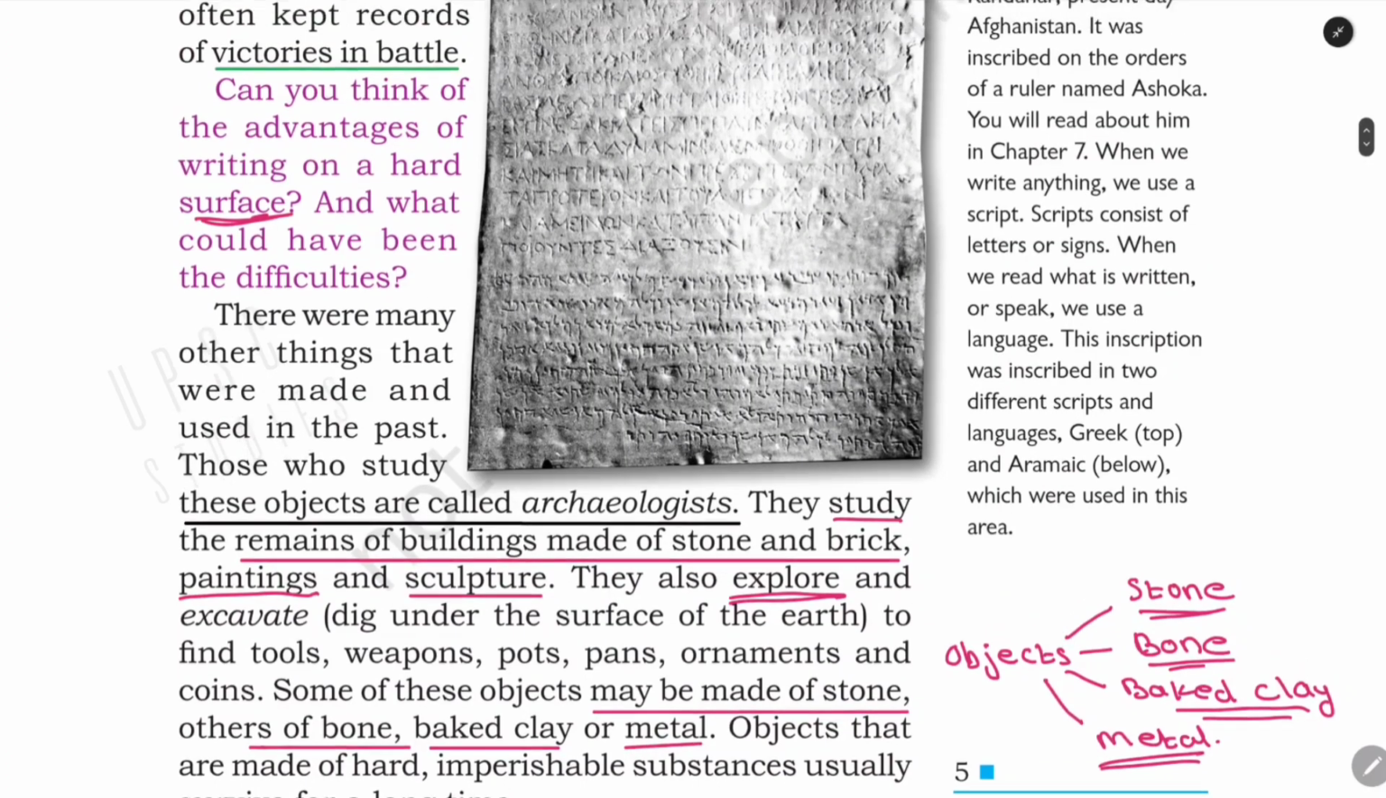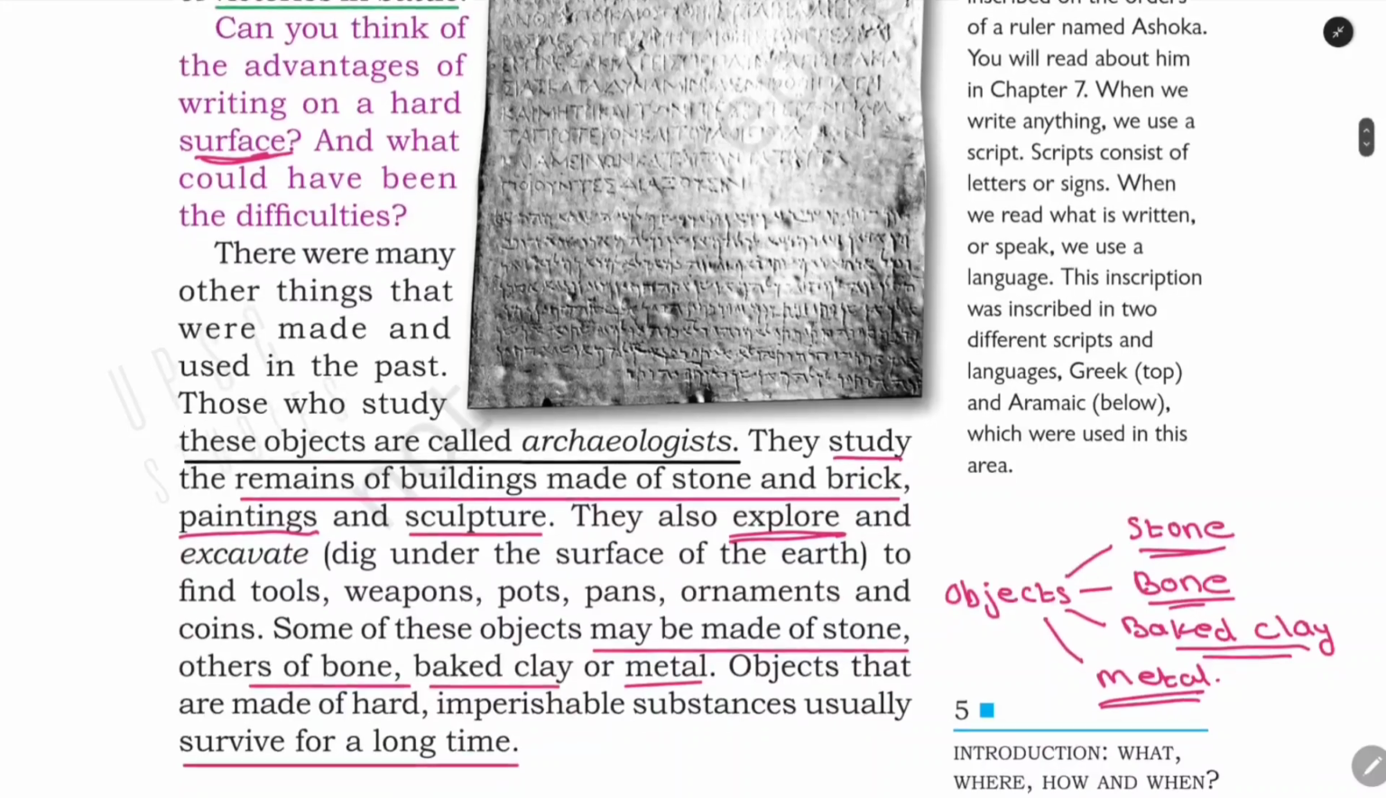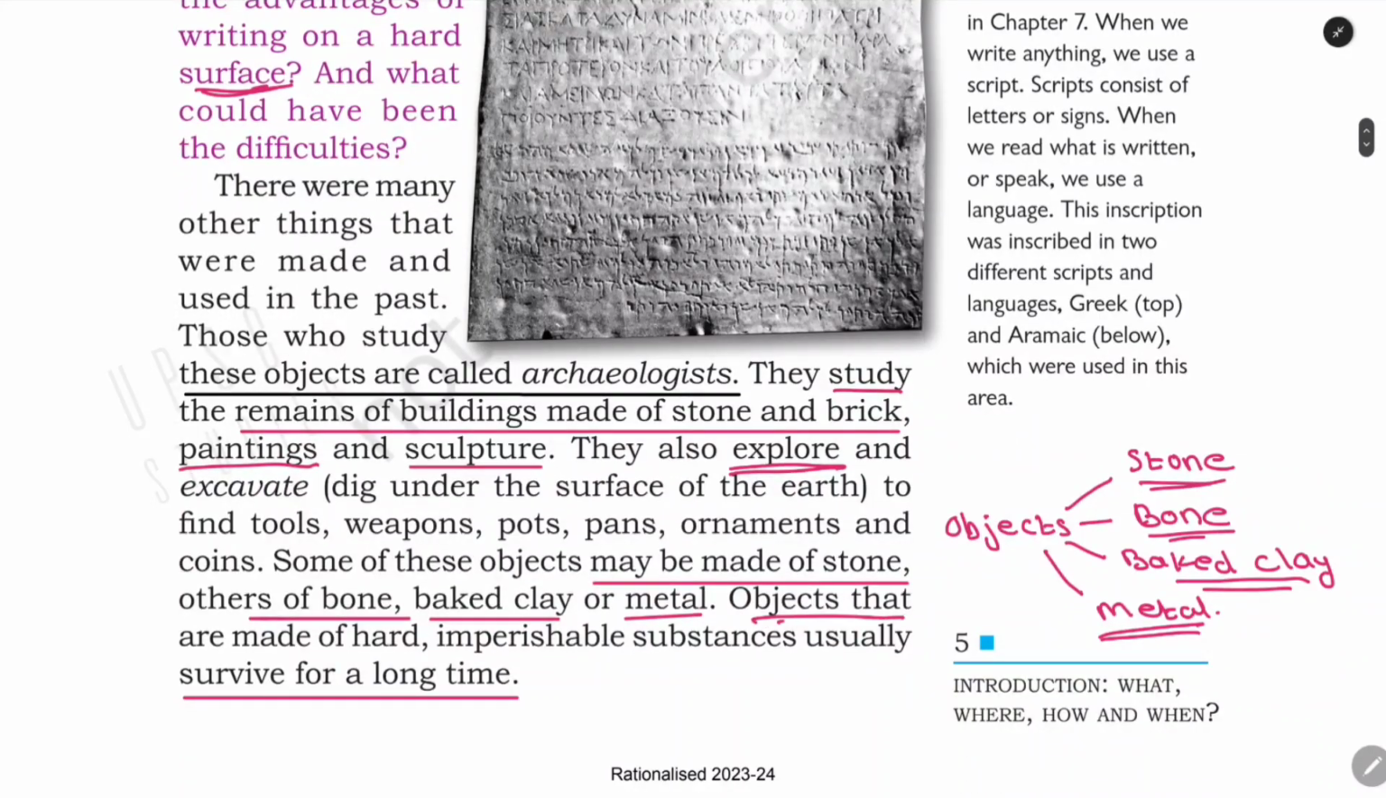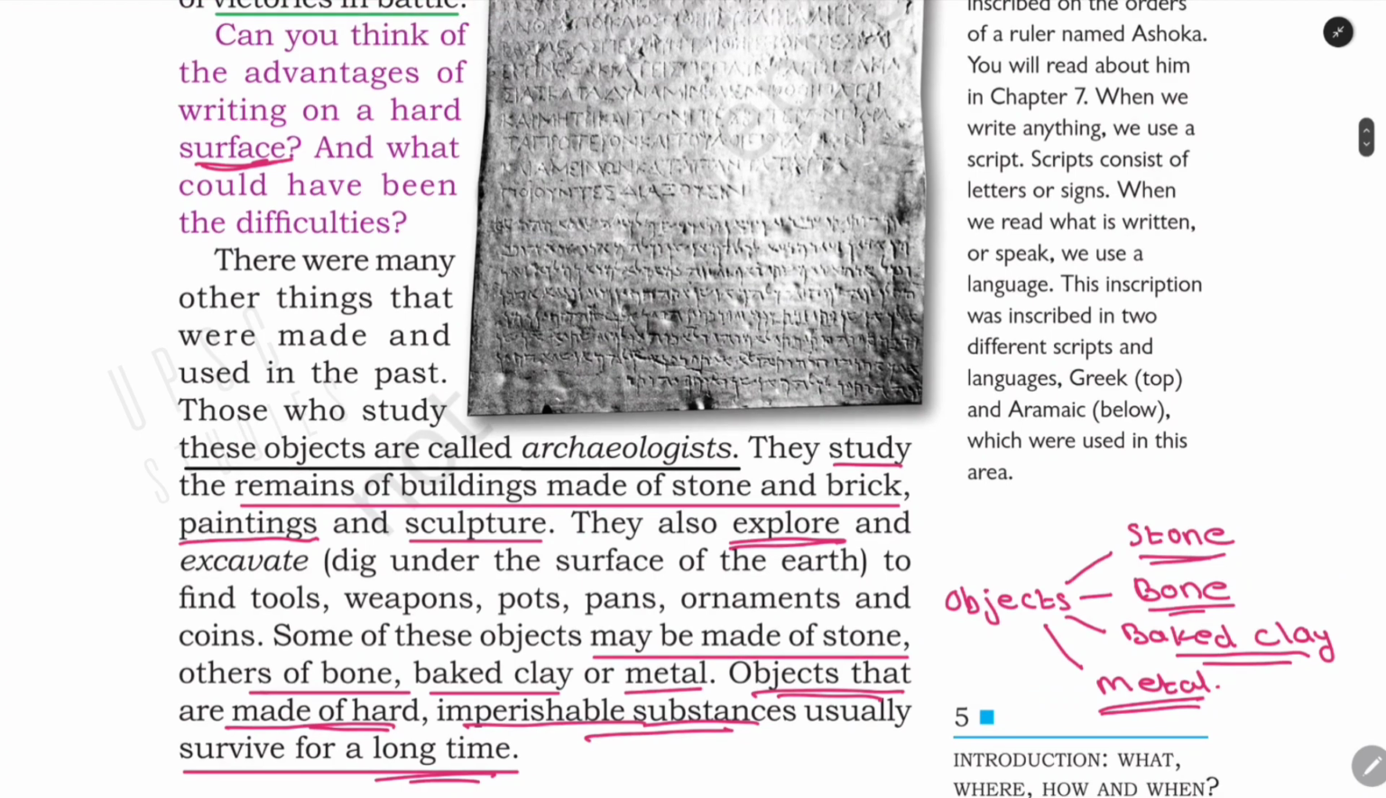I ask you a question: can you think of the advantage of writing on a hard surface? Yeah, the objects that are made of hard, imperishable substances usually survive for a long time. What is the advantage? They survive for a long time.